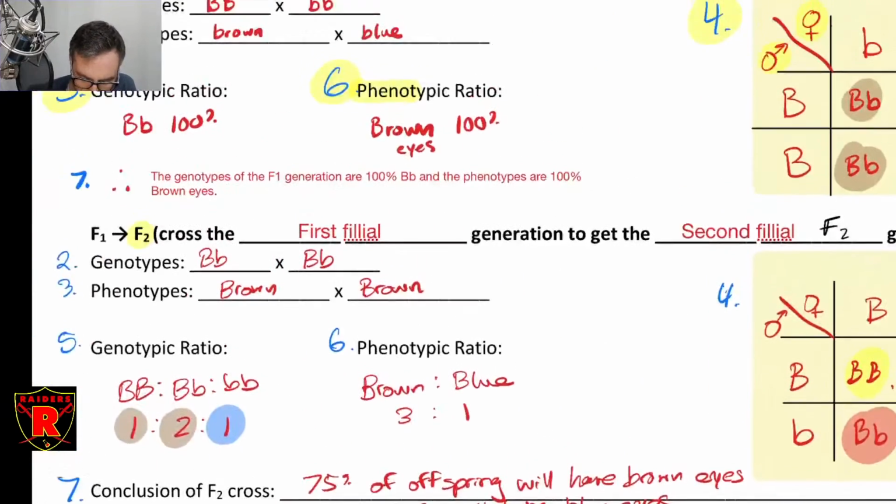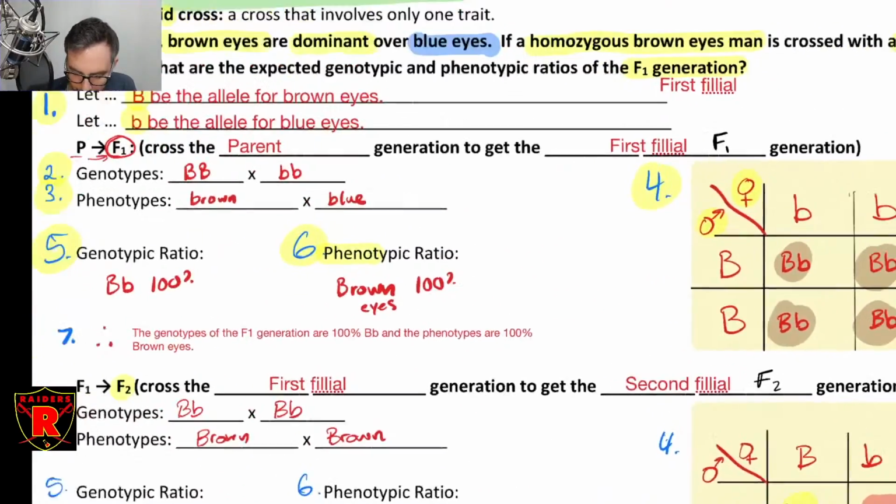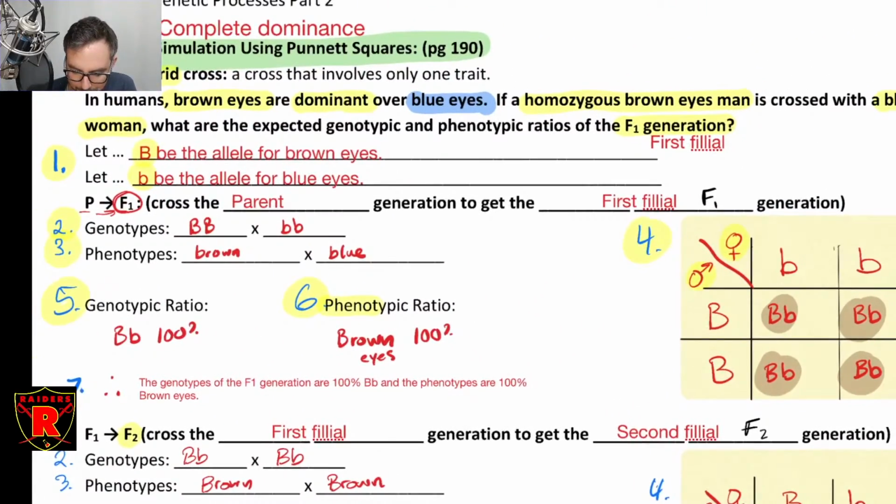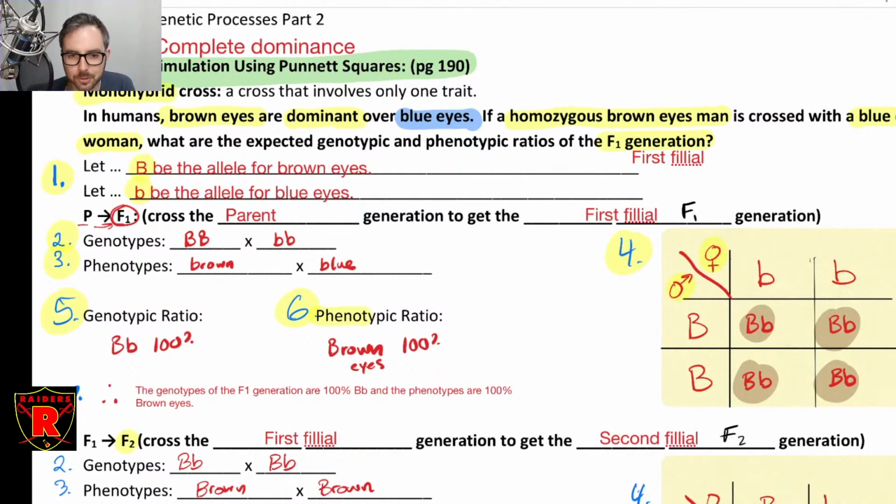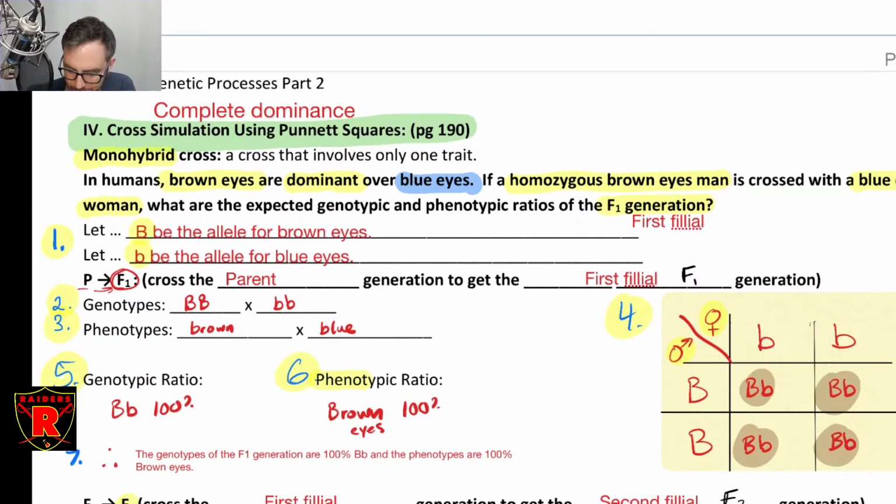Okay, just for the sake of showing you another example here. By the way, that's a complete question right there. That's the whole thing. You've solved the problem. There's the F1 generation and the genotypic and phenotypic ratios of that generation. Just to enhance this and to go a step further, often the questions have a follow-up where they say, well, what are the genotypic and phenotypic ratios of the F2 generation?